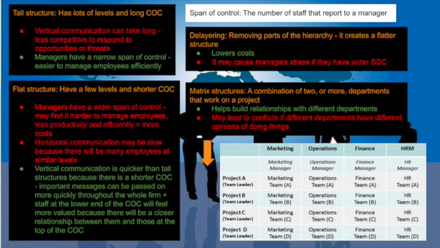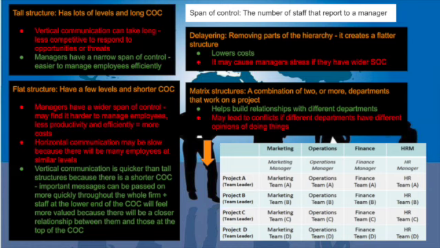Now, a flat structure has few levels and a shorter chain of command. Managers have a wider span of control, so they may find it hard to manage employees efficiently, leading to less productivity. Also, horizontal communication may be slow, because there will be many employees at similar levels. There may be 20 employees working on the staff floor and only 2 managers.